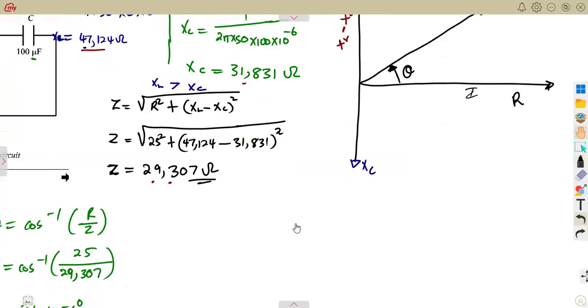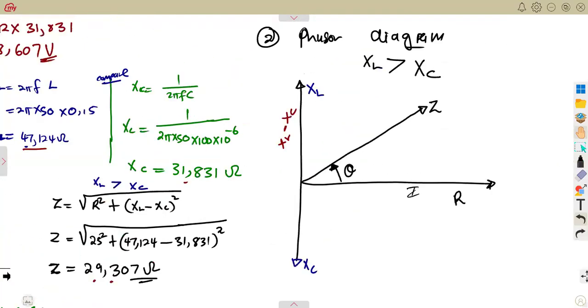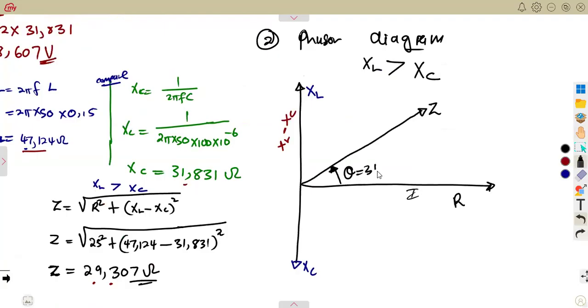So we have got everything, guys. Remember our angle was 31.456 degrees. That is what we have. Our Z, the total impedance, is 29.307 ohms. The resistance of the circuit, remember, is 25 ohms from our diagram. XC, we calculated, there we got 31.831 ohms.